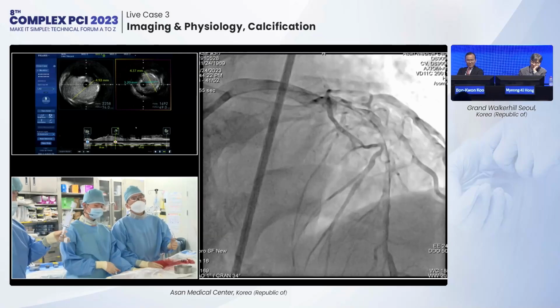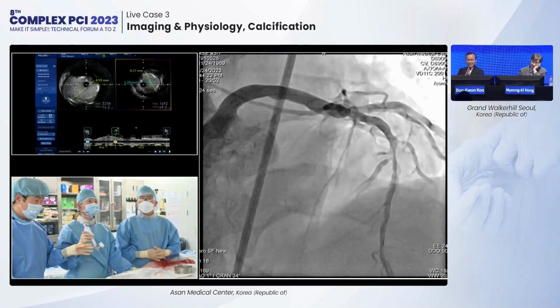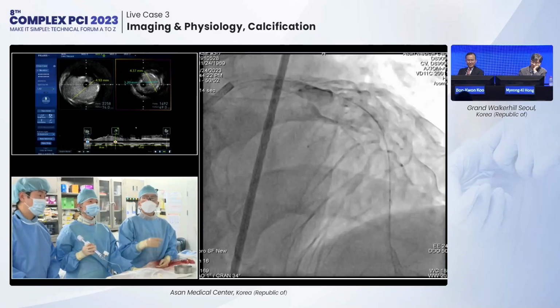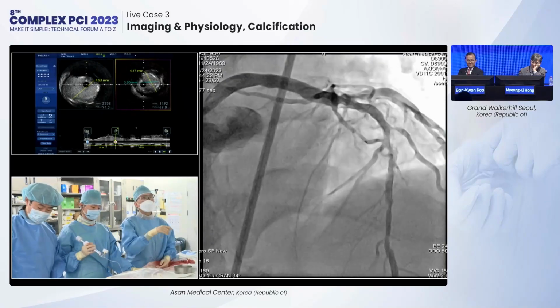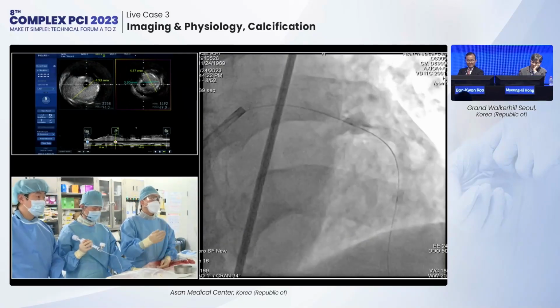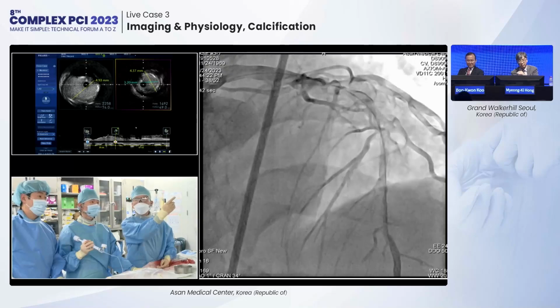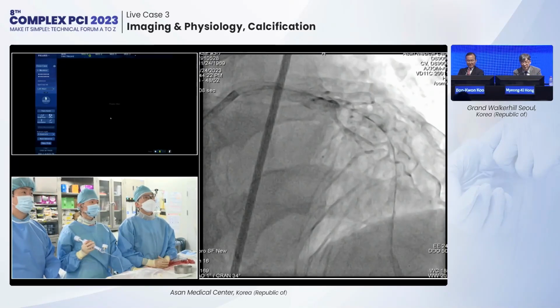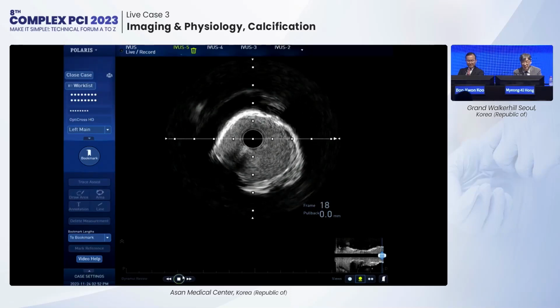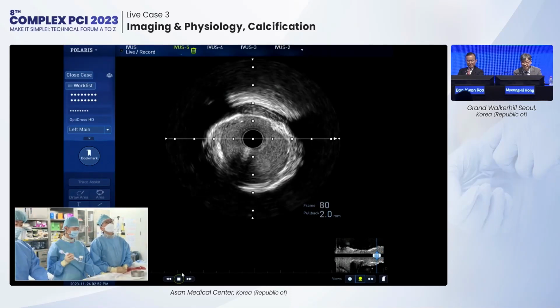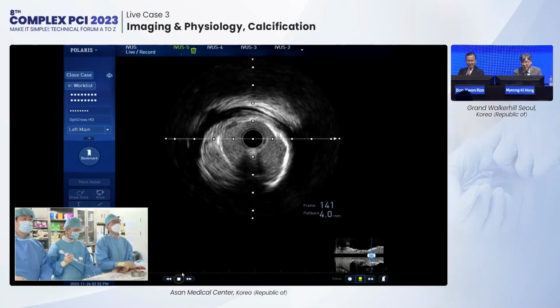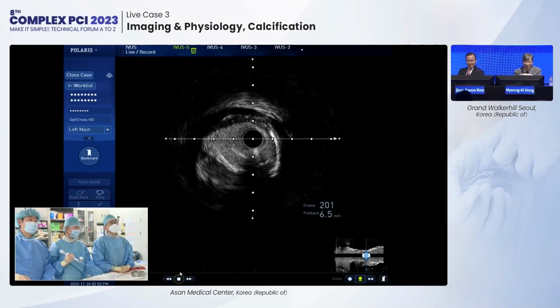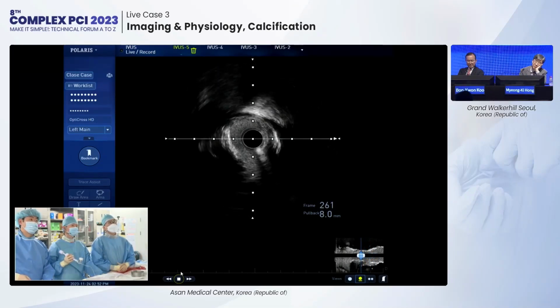And I followed Dr. Hong's opinion and applied a 4.25 NC balloon at the LAD ostium. And can you please show the IVUS at the proximal after ballooning? What size of the balloon? Approximately 4.25 NC. 4.25. Yeah, up to 20 ATM. Quite a big balloon. Yeah, because we know that the vessel size is more than 4.5.